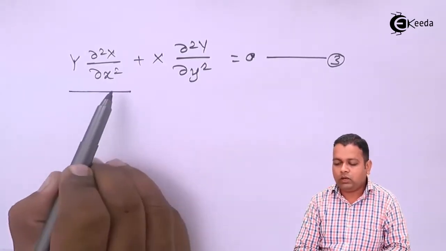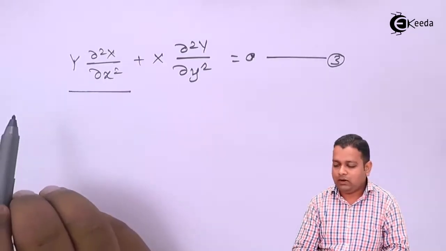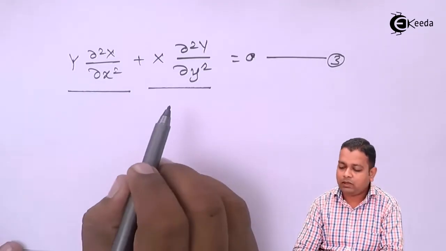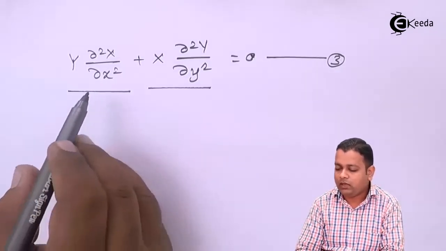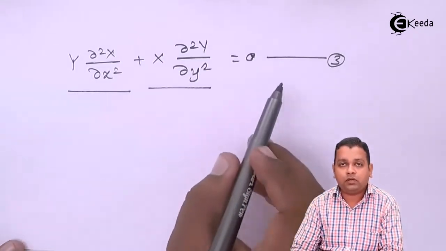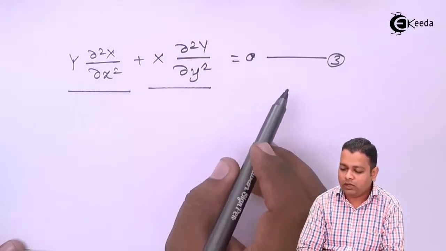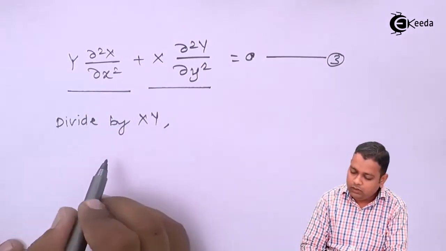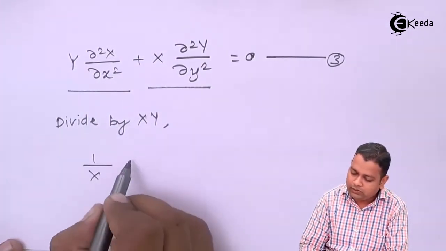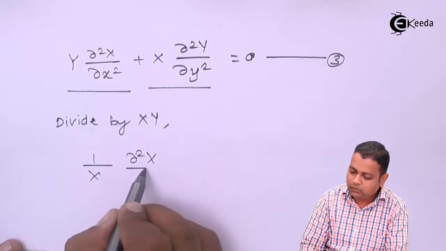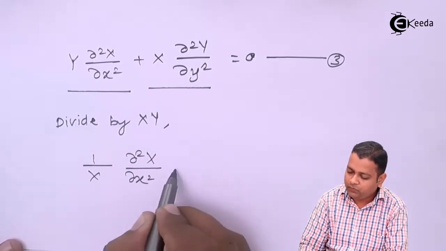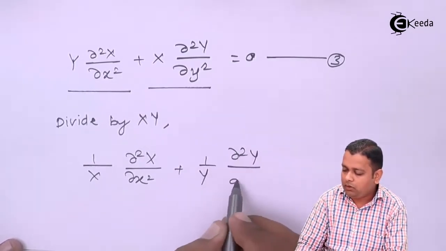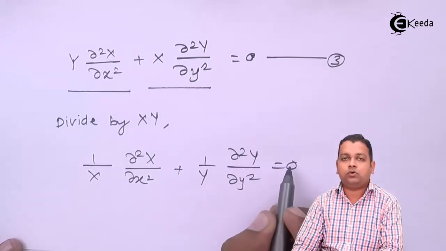To make this term of only x and to make this term of only y, we divide it by capital XY. Dividing both sides of equation number 3 by capital XY, we obtain 1 upon capital X del 2X upon del x square plus 1 upon capital Y del 2Y upon del y square is equal to 0.